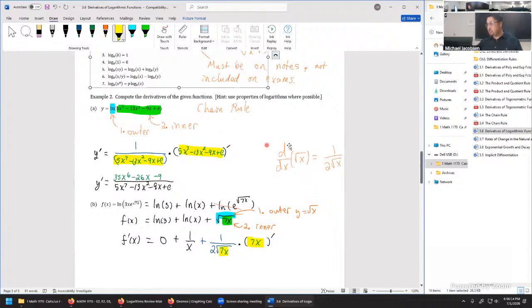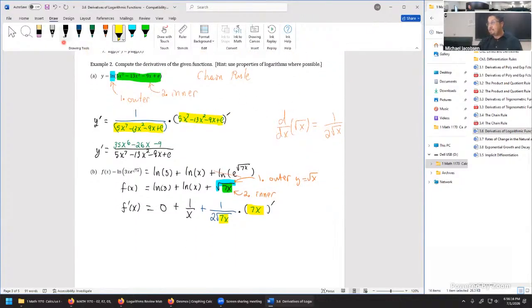So let me copy these just so that we have them ready to go. Last step finally is that f prime at x is 1 over x plus, let's take all this stuff here, 2 root 7x down below. The derivative of 7x is just 7. And this is a good stopping point here. You don't have to rationalize your denominators. So this would be a good spot to end at.